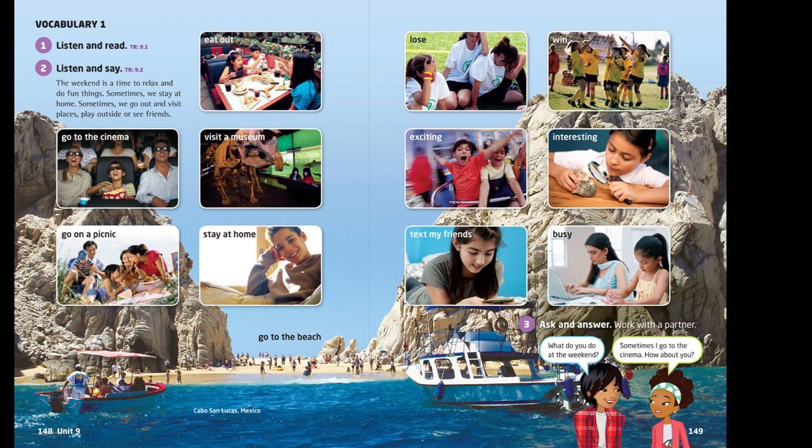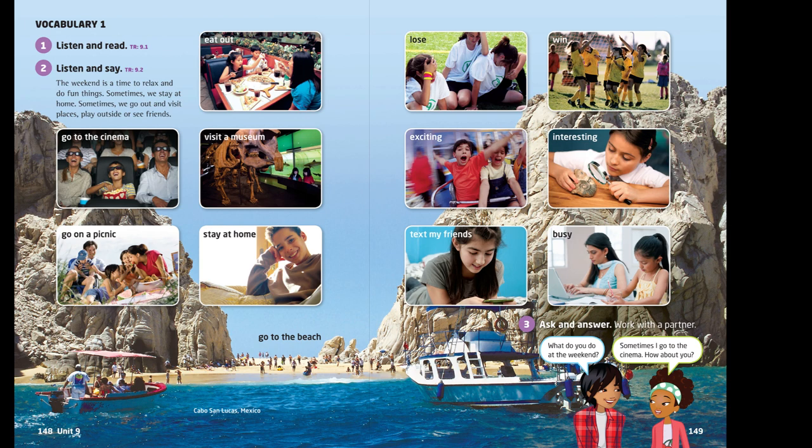Track 9.2. Activity 2. Listen and say. Eat out. We eat out on Sundays. Go to the cinema. I like going to the cinema at the weekend. Visit a museum. Sometimes we visit a museum in the city. Go on a picnic. Do you want to go on a picnic today? Stay at home. I sometimes stay at home at the weekend. Go to the beach. I want to go to the beach and swim in the sea today.